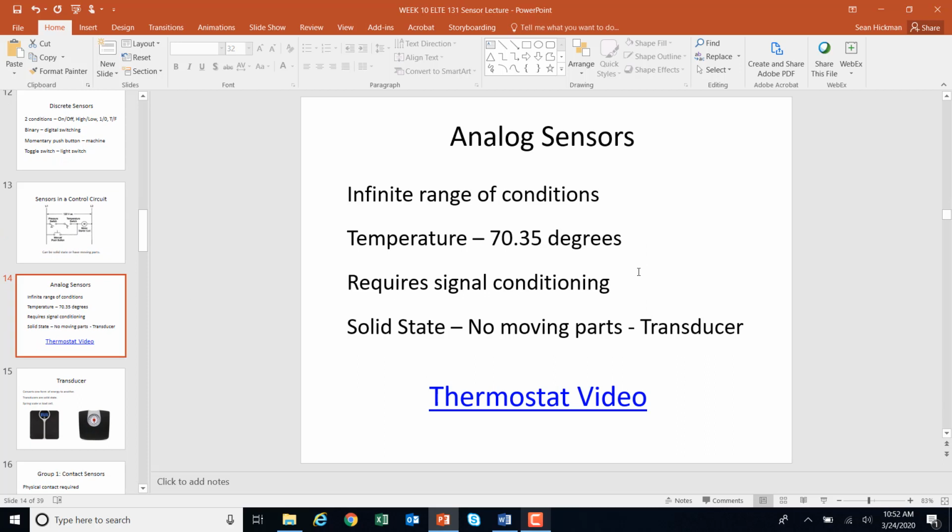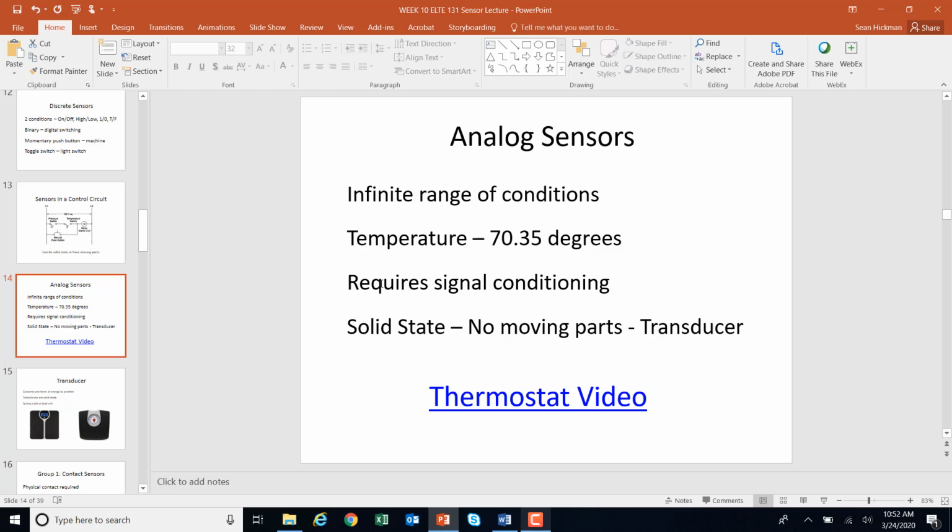Analog sensors. Analog is different than discrete. It has an infinite range of conditions. Temperature could be 70 degrees or 70.3 degrees or 70.35, or it could be 75 or 83 degrees. That's an analog sensor. Another one that you might know is the speedometer on your car when you're driving. It just depends on how fast you're driving. That sensor tells you some information.